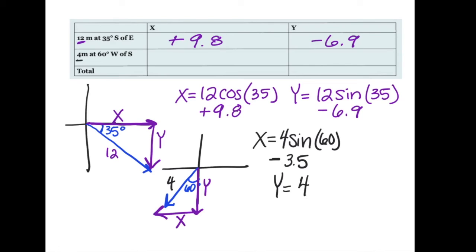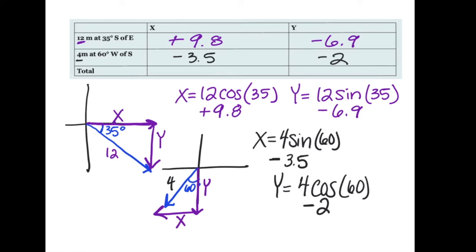our hypotenuse of 4, and then this time it's going to be cosine because our Y vector is adjacent to the angle. So 4 cosine and then 60. We type that in the calculator. We're going to get positive 2, but we are going to make it negative because that Y vector is headed south and we assign south as a negative. All right. So now I can move those into the table. So it'd be negative 3.5 and then negative 2. All right. So now I've broken down each of my vectors into their X and Y's.